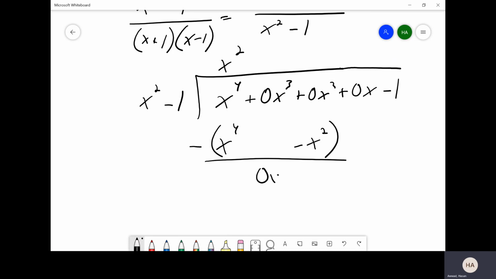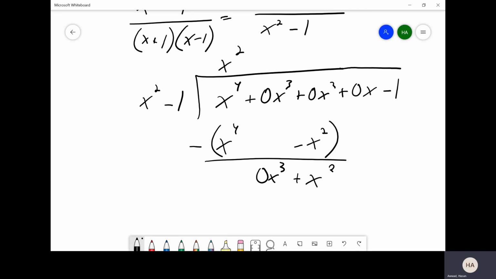So 0x cubed comes down. And now we have the 0x squared, and 0x squared minus 1x squared, well, it's minus a negative x squared, so this should become plus x squared. Then we have the 0x minus 1, so that entire piece has been untouched.